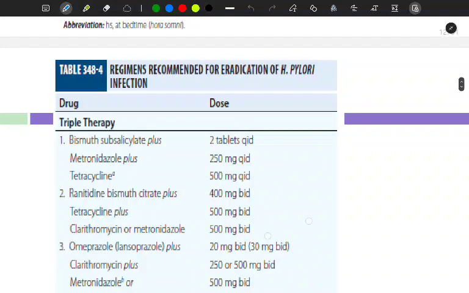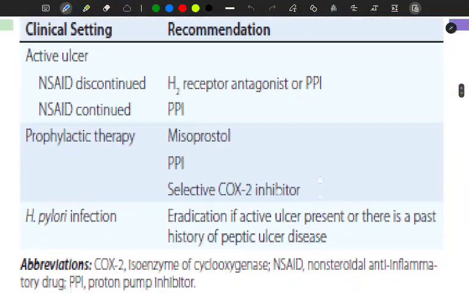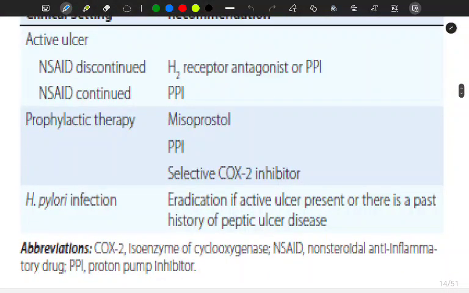So, recommendation for treatment of NSAID-related mucosal injury. NSAIDs sometimes cause erosions, gastritis, and eventually they might cause ulcers. So we have a grade: gastritis, erosions, ulcers. So it's a spectrum. Not all of them have to be ulcers, okay?